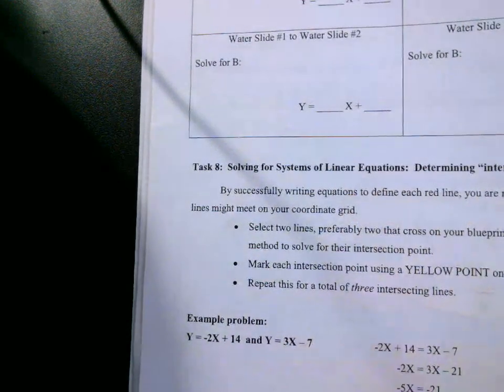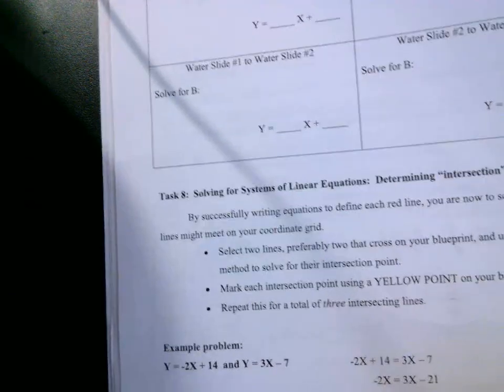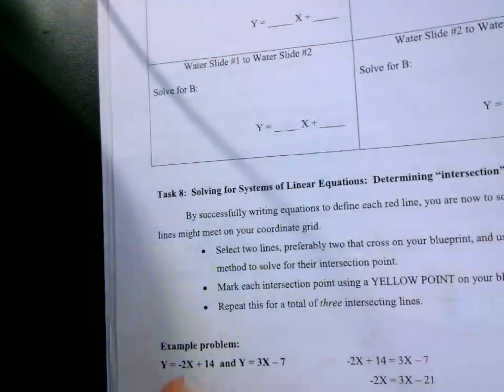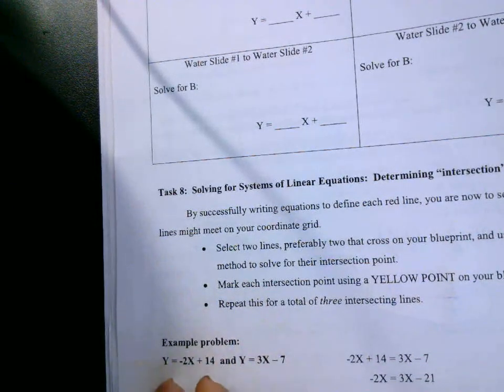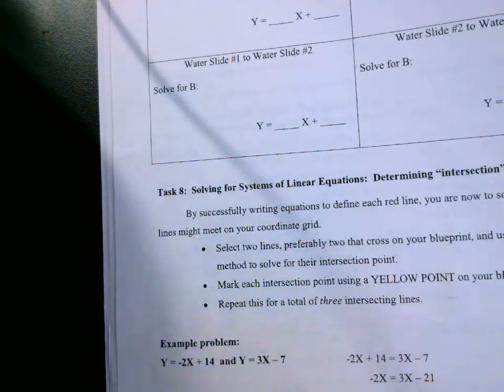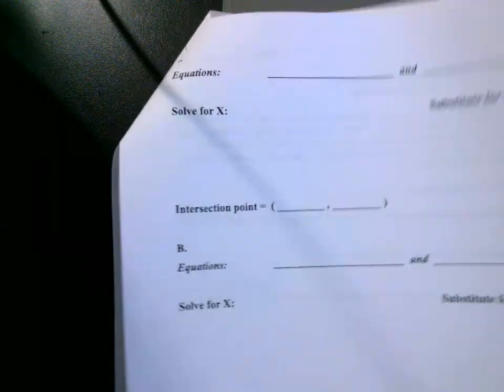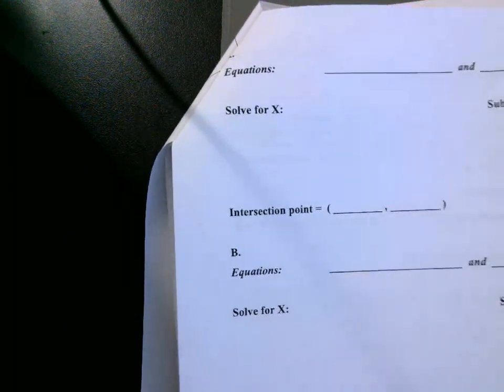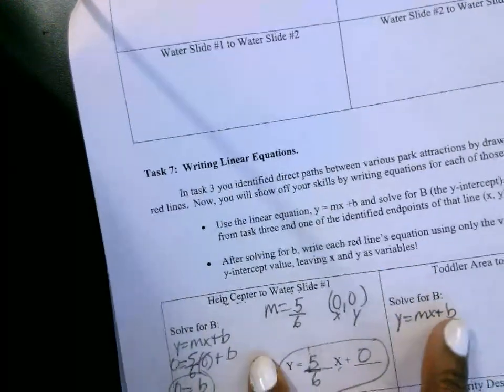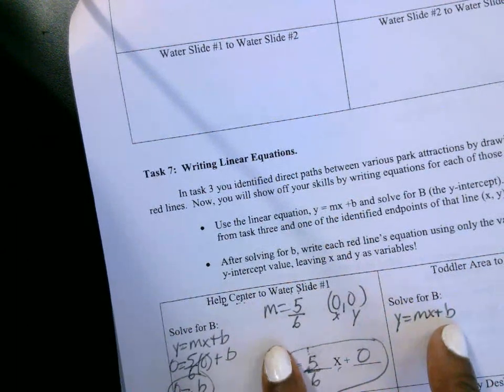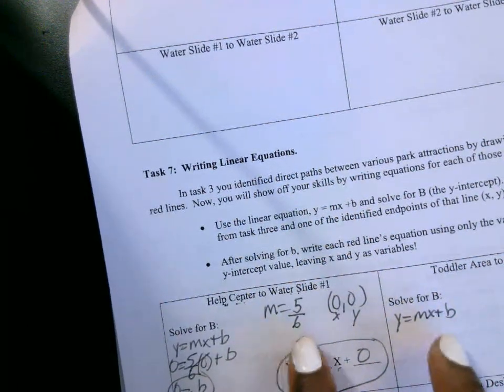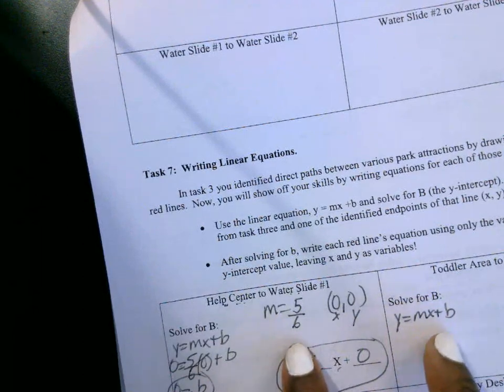Okay? All right, so task 8, we're going to take the two equations that they give you, whatever two equations you get, and we're going to set them equal to each other to figure out where the point is that they cross. So we're going to take the two equations that we found. Okay, so let's see, the first two equations were these two equations right here. So whatever these two equations are, we're going to set them equal to each other and solve.